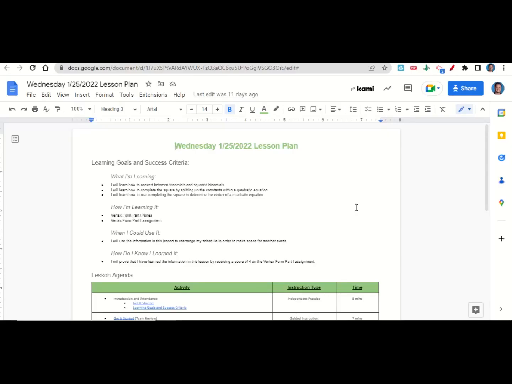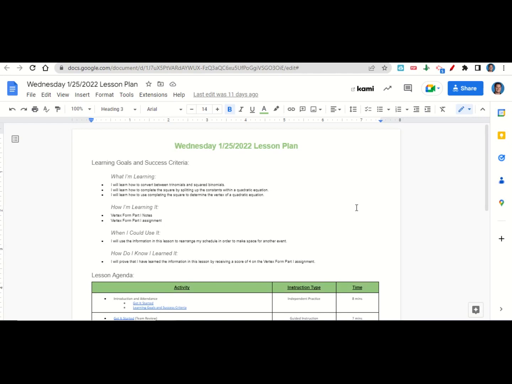Welcome everyone. Let's begin our lesson for today by going over the learning goals and success criteria. First, what are we learning? We're learning how to convert between trinomials and squared binomials, how to complete the square by splitting up the constants within a quadratic equation, and how to use completing the square to determine the vertex of a quadratic equation.